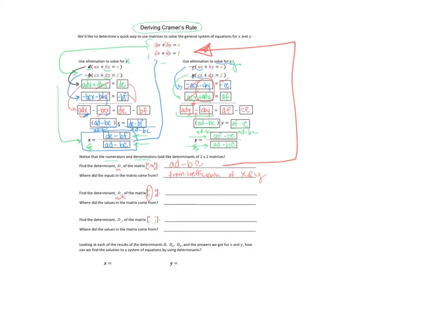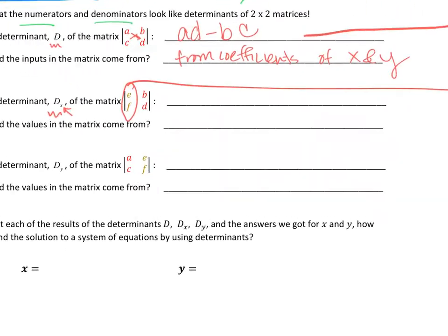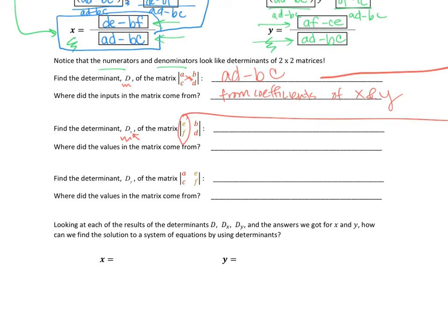Well, what's EF? Let's go back. EF was our constants, the answers in each of those equations. So if we replace that column with those constants, let's look at what that determinant is. We're going to have ED minus BF. Look familiar? Well, it's right up here.